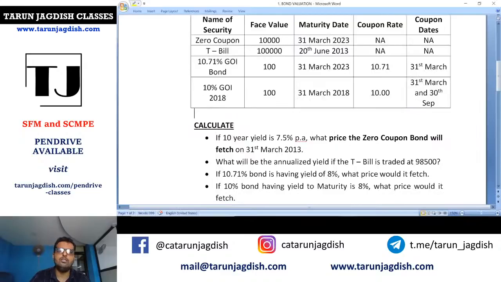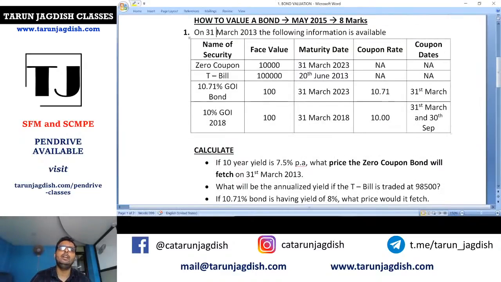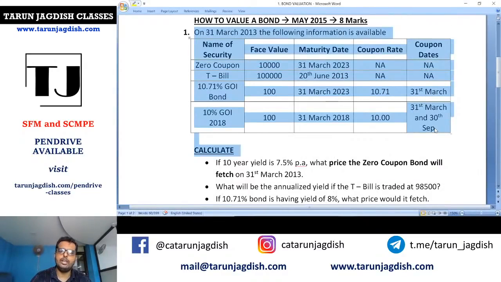So with this, we are done with question number 1, which covers the bond equivalent yield and which covers the remaining concepts of how to do bond valuation for zero coupon bond, for a normal bond, and a bond for which we are having half yearly payments.